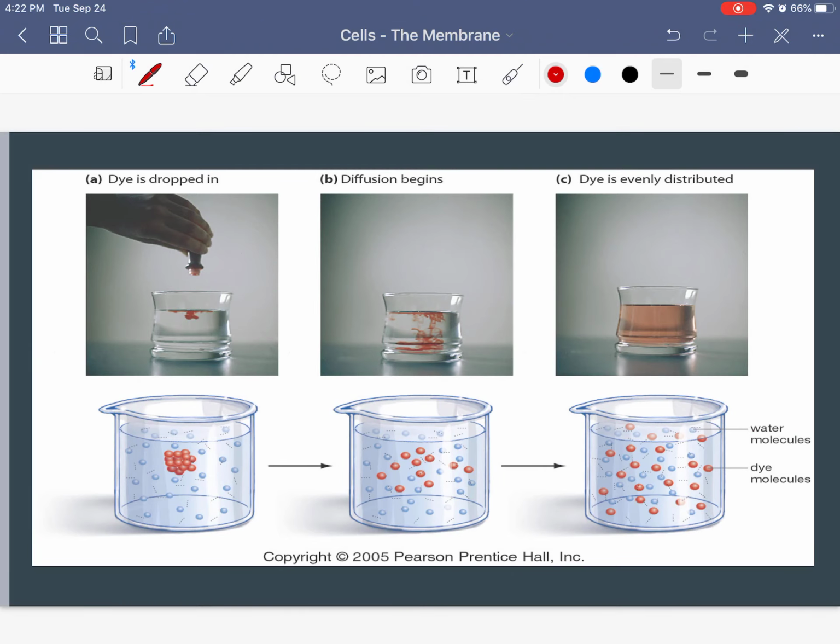And if we look at this diagram, it kind of explains it a little better. When we put the dye in, all of these little dye particles right here are going to be bumping up against each other. All right? Eventually, they're going to bump so far up against each other that they're going to start to spread out. And they will continue to spread out until they are equally distributed all the way through this container. Right? And once it reaches that, it's called equilibrium.